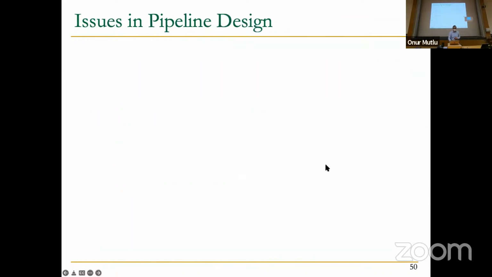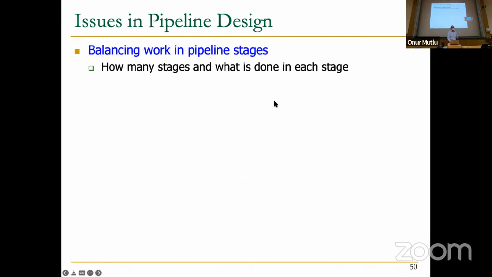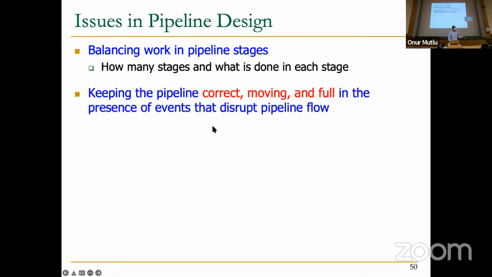Okay, so these are the issues in pipeline design, basically. How do you balance the work in pipeline stages? We're not going to talk about that anymore. How many stages and what is done in each stage? But we're going to talk a lot about keeping the pipeline correct, moving, and full. And you really want all of that. Correct is a correctness issue, of course. Moving and full is a performance issue. In the presence of events that disrupt the pipeline flow.